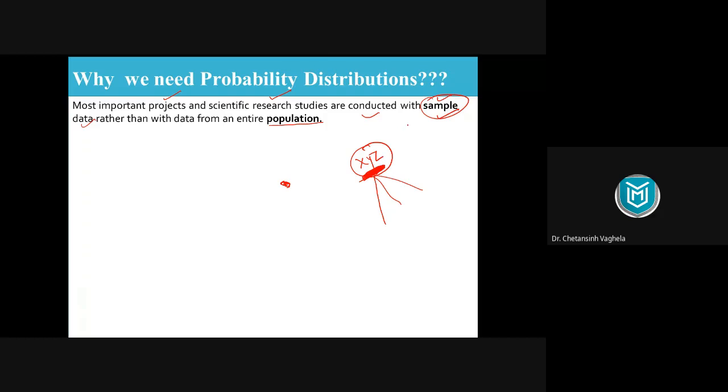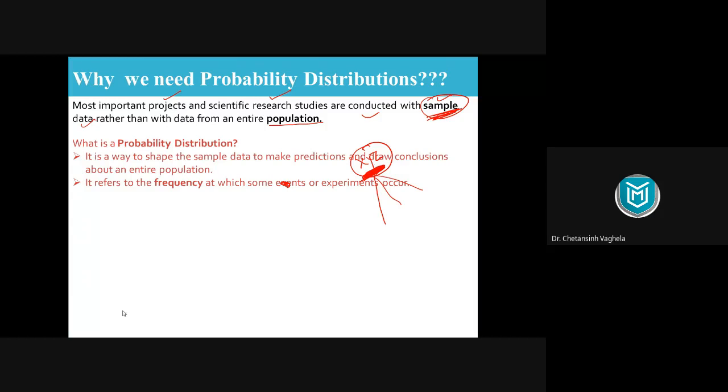Are you getting me? Am I clear? आप सभी को बात समझ में आ रही है जो भी मैं बात कर रहा हूँ? Good. So it is not convenient to deal with the entire population. We need to deal with the sample each and every time. Now, that sample can create lots of confusion. Let me show you.